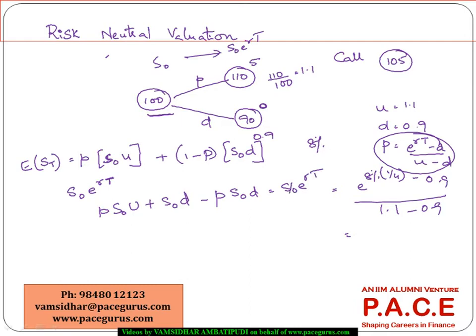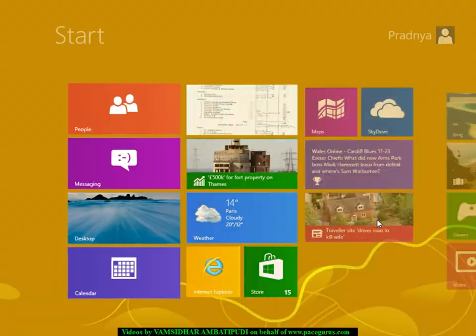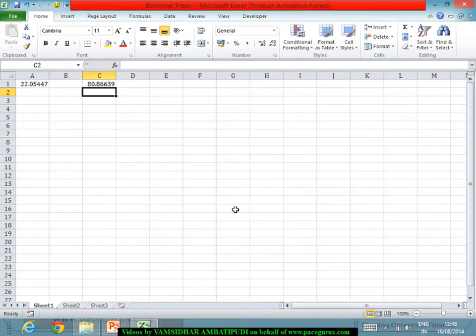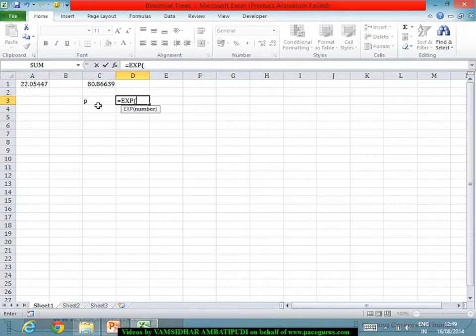So I can take out S naught across to simplify the scenario. So I'll take it as P times U minus D equal to e power RT minus D. So from here I got the value of P as e power RT minus D by U minus D. So applying the same here, in this case I have got the probability of upward movement. Probability of upward movement is coming out as e power RT minus D.